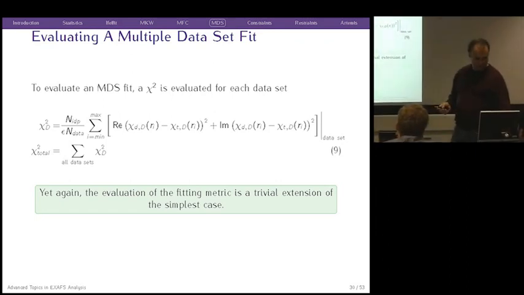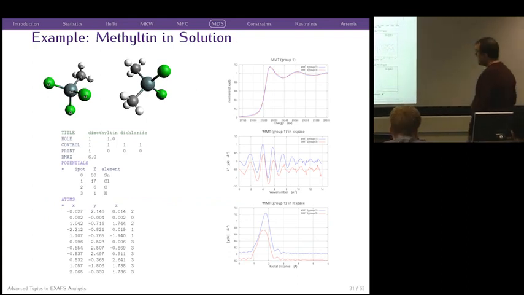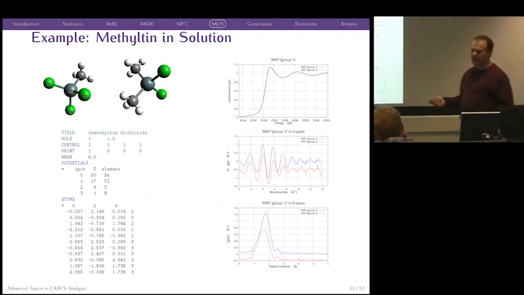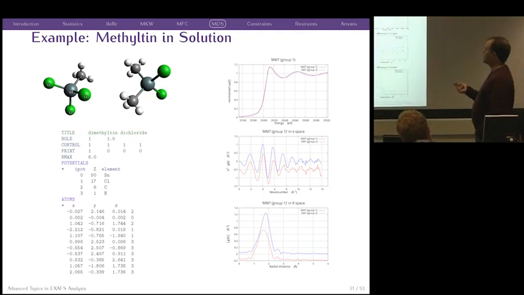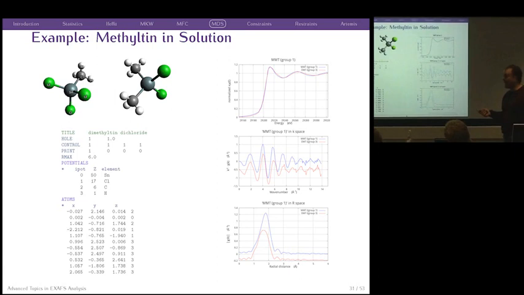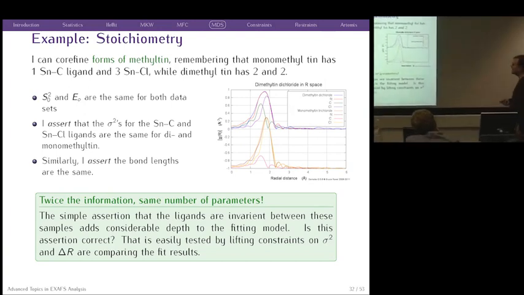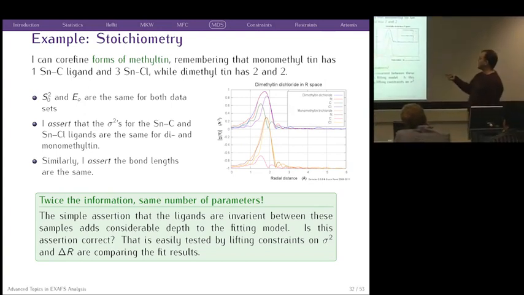Here's an example. Where we left this off last time, we had improved the methyl tin fit by including multiple K weights that helped make the fitting parameters more robust. Here we are going to throw more data at the problem by co-refining these two groups. The only change we need to make is that we need to remember that in the dimethyl tin there are 2 carbons and 2 chlorines, and in the trimethyl tin there are 3 carbons and 1 chlorine.